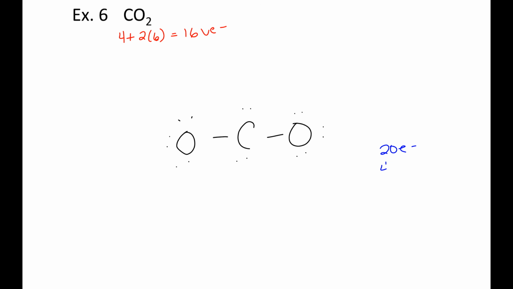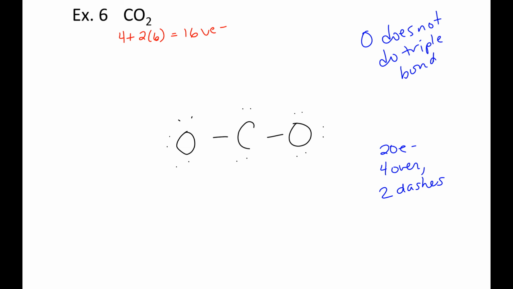I either make a triple bond. So since I'm 4 over, I need 2 dashes. Because remember, every dash has 2 electrons. So I need 2 dashes. So I've got 2 oxygens. I'm going to tell you right now, oxygen does not like to make triple bonds. O does not do triple bonds. Okay? And since I need 2 dashes, I'm going to put them in between here.